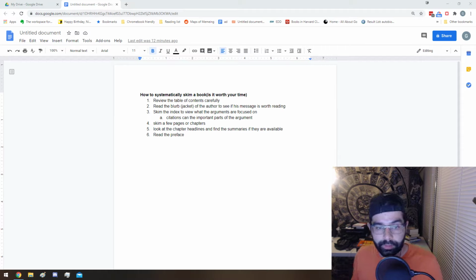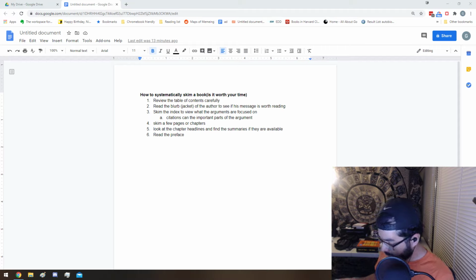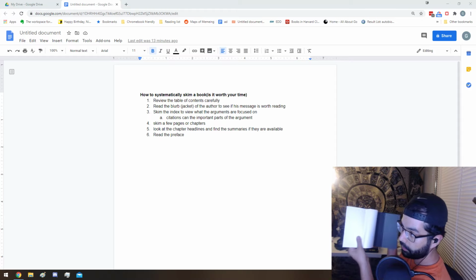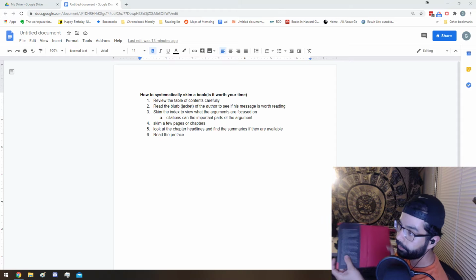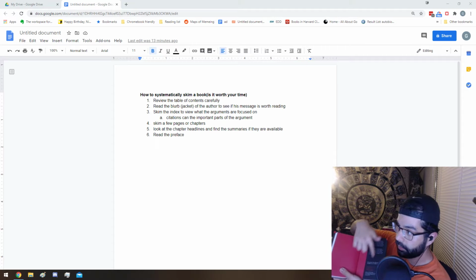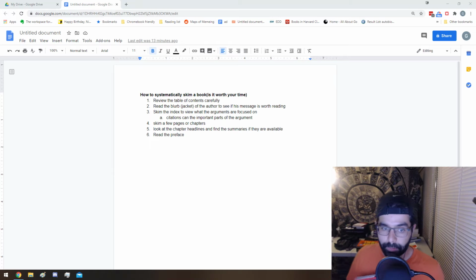Next is to read the blurb or jacket. For this one, I don't think it has one. No, it doesn't. This book doesn't have one. The Book of Five Rings has a jacket. The jacket is basically this piece. The jacket is important because it actually tells you right here what the book is about. It's summarized. So you should read the jacket, because you can find out right away if this book is worth reading or if it is something that you want to read about.